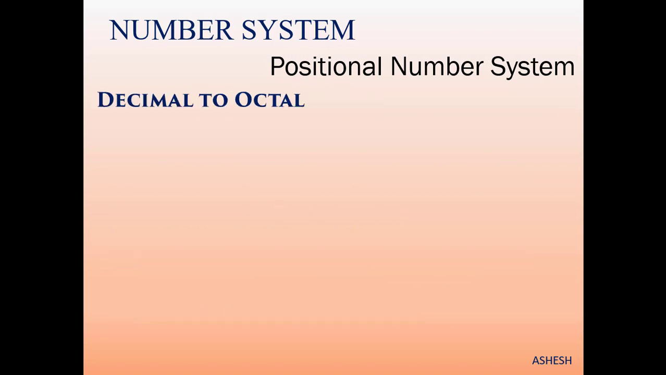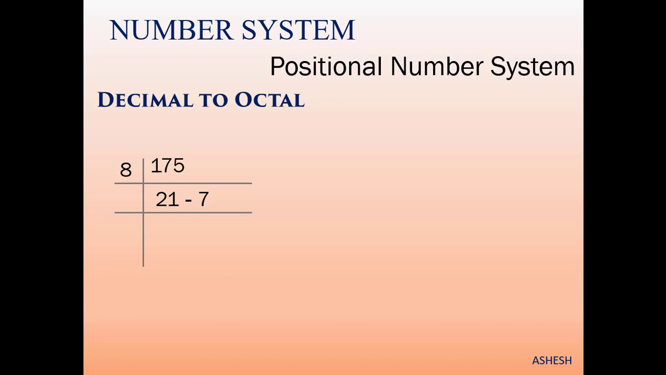So let's start with how to do decimal to octal. Our decimal number is 175. Now we will convert that decimal number to octal. We have to divide that decimal number by 8. If we do that, we'll get 21 as quotient and 7 as remainder.